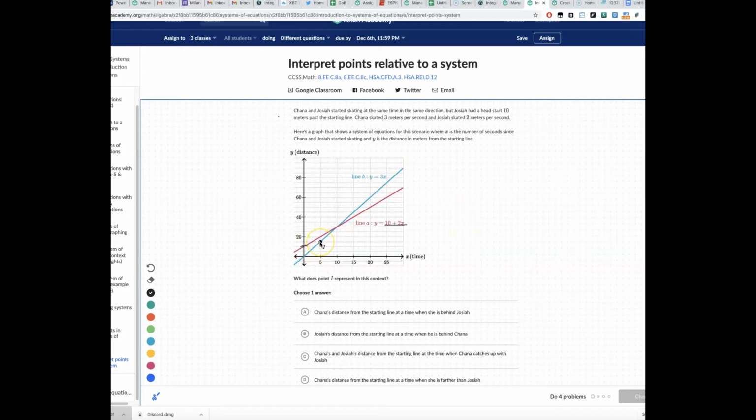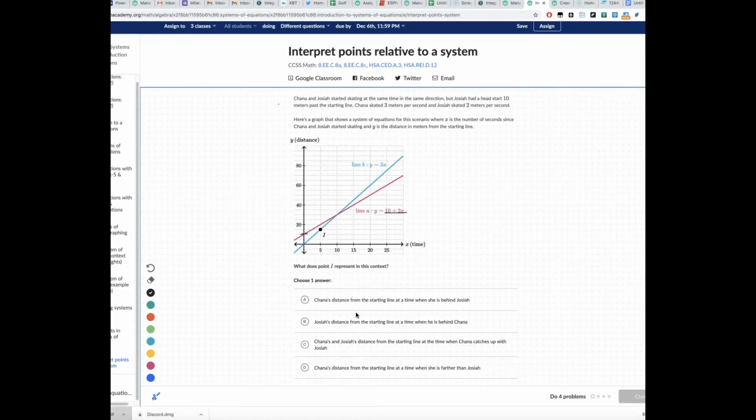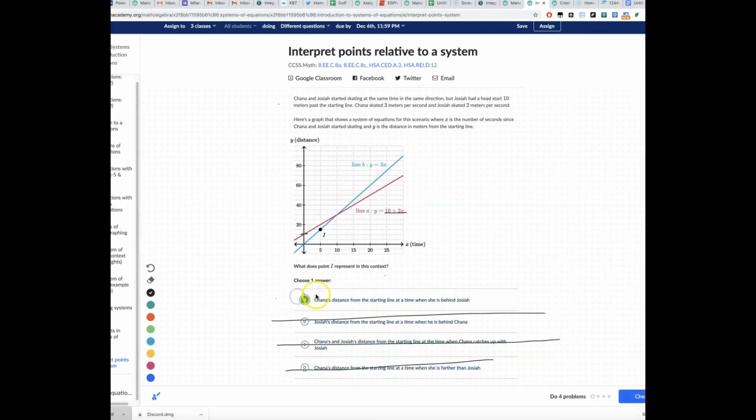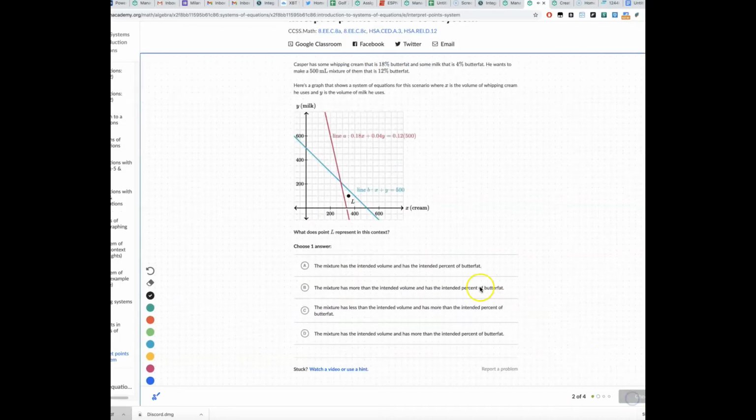What is the point I represent? Okay, so Shauna's distance from the starting line at a time when she is behind Josh. I don't hate that, but I'm not sure yet. Shauna is behind Josiah there. So maybe Josiah's distance from the starting line at a time when he is behind Shauna. No, Josiah is not behind there. Josiah is ahead because the head start is still playing into it here. It's not the distance when they catch up, and it's not the distance when she's further. So I don't love the wording here for A, but it does represent the distance from the starting line at a time when she is behind Josiah, so that does fit.